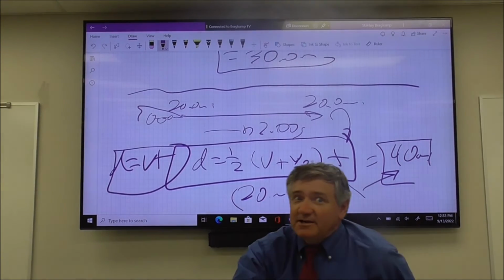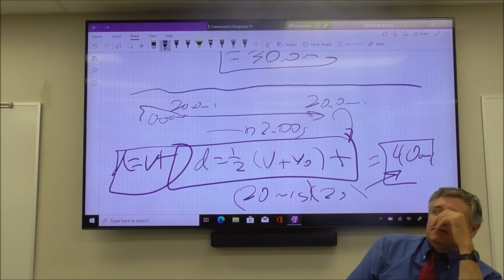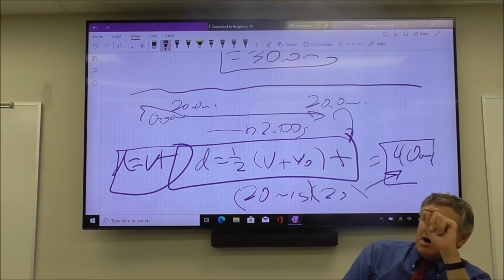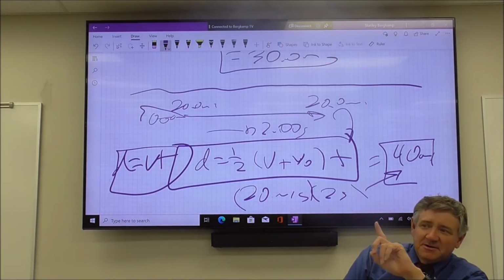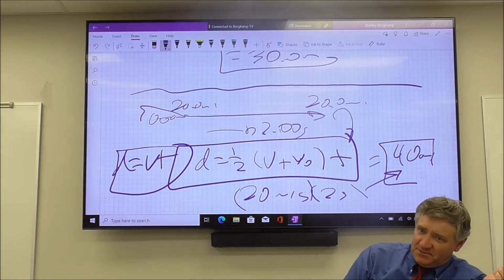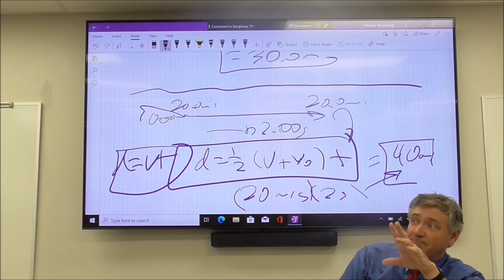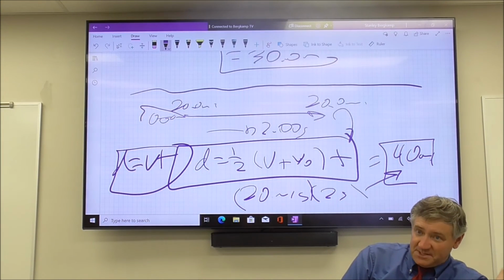It's a one-trick pony. What's that one trick? The constant velocity. Okay? So that's why it's a cool equation, but you have to be very, very careful about how you use it. Okay? So the distance equals 1/2 (v plus v naught) times time. You can use that all the time.